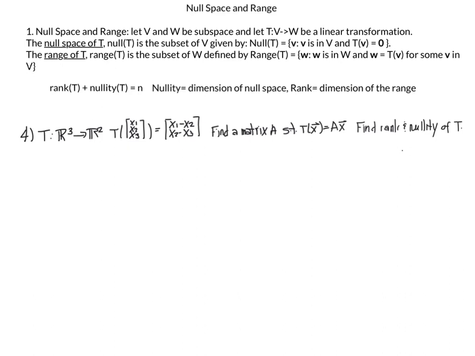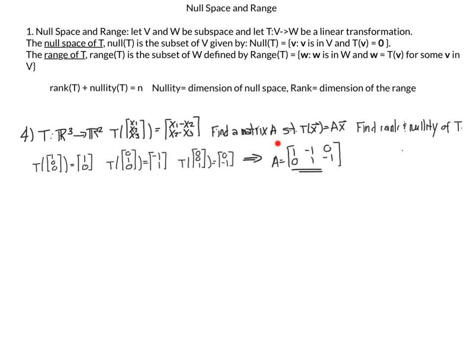I have one more example which I will go through a little more quickly. We have a transformation from R3, in other words (x1, x2, x3), to R2. So we have these 2 coordinates. Find a matrix A such that T of x is equal to Ax, and find the rank and nullity of T.